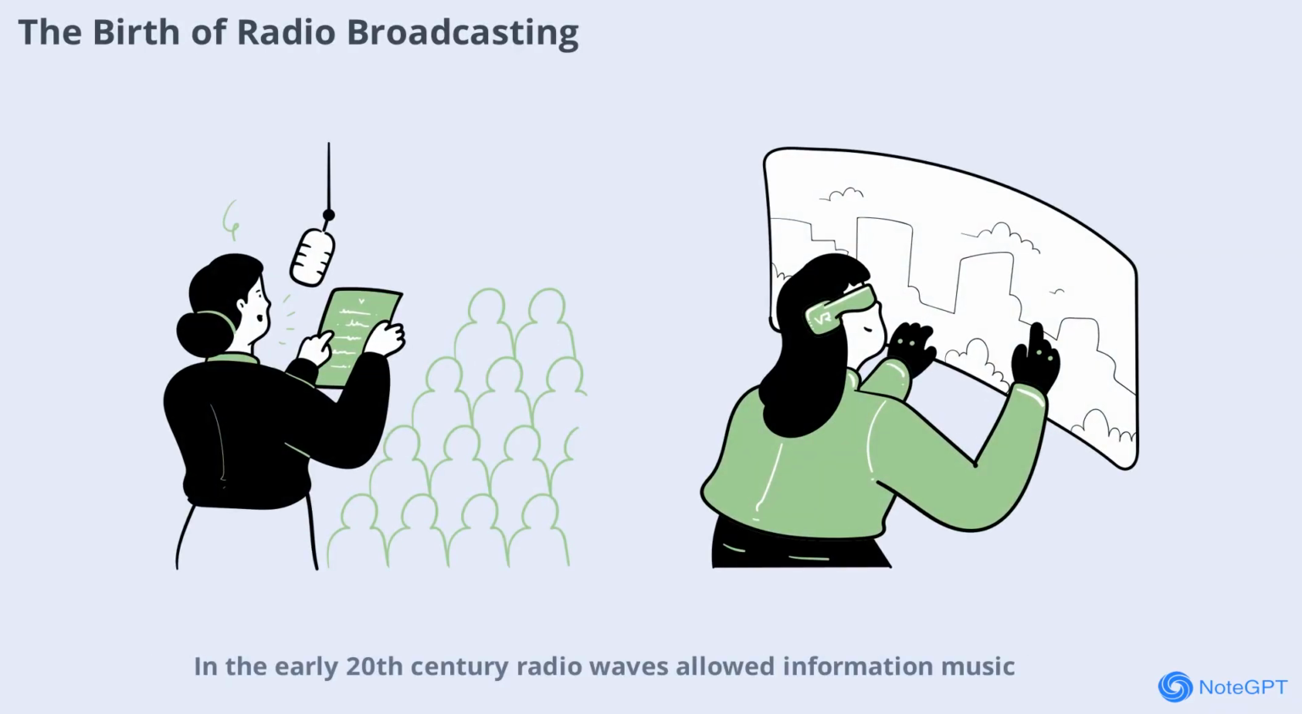In the early 20th century, radio waves allowed information, music, and news to be transmitted over long distances without the need for physical wires. This innovation brought people together, creating shared experiences and a sense of community. Radio broadcasting relied on analog signals, which carried sound by varying the amplitude or frequency of the wave. The standards developed for radio transmission ensured that receivers could pick up broadcasts clearly, setting the stage for future advancements in communication.